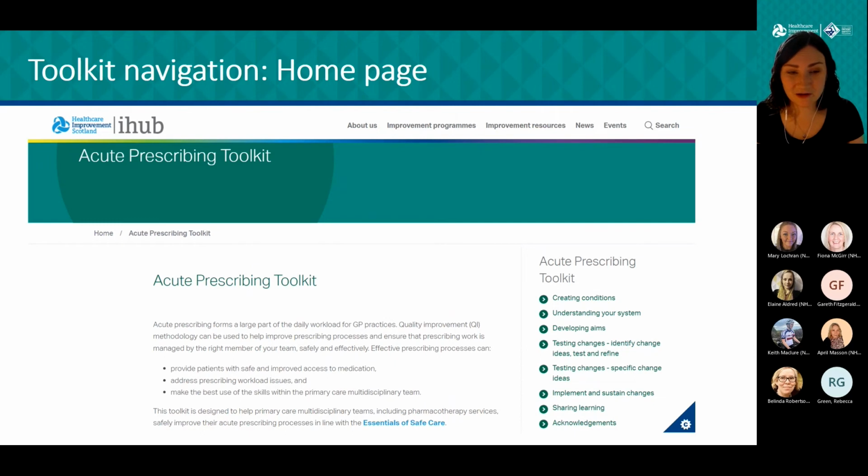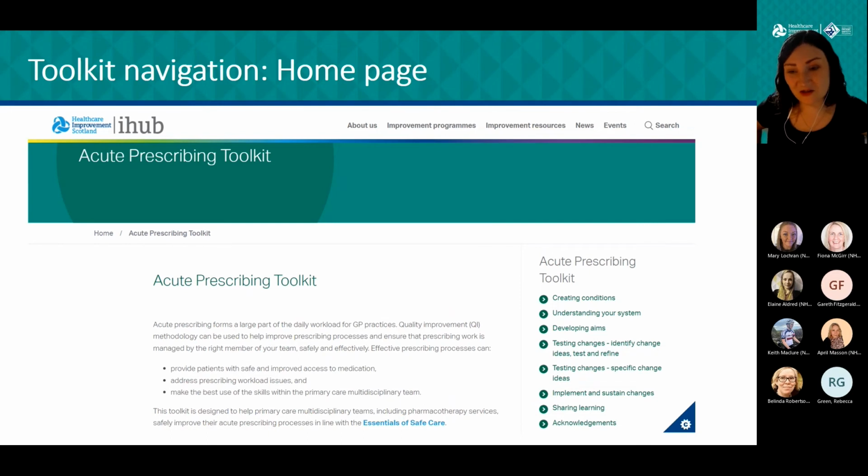The links throughout the toolkit are highlighted in blue and they're bold. So in the main text of this page, you can see Essentials of Safe Care is a link. It's highlighted in blue. The toolkit's an online resource hosted on the iHub website, so there's no button to click to download the whole thing. The resources are all hosted on the web page.